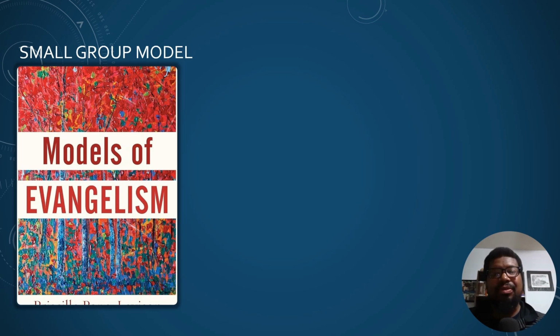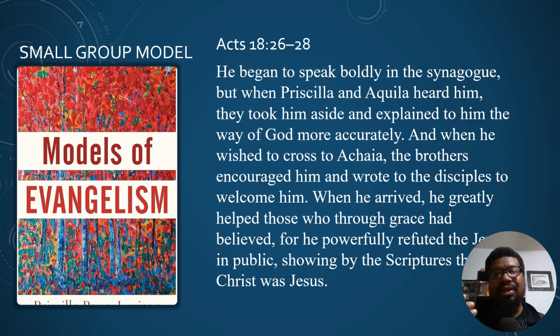Okay, so then Pope Livingston wants to narrow in on Acts chapter 18, verses 26-28, when Priscilla and Aquila are engaging with Apollos. And so this is the story here. So he began, Apollos being the one who began, to speak boldly in the synagogue. But when Priscilla and Aquila heard him, they took him aside and explained to him the way of God more accurately. And when he wished to cross to Achaia, the brothers encouraged him and wrote to the disciples to welcome him. When he arrived, he greatly helped those who through grace had believed, for he powerfully refuted the Jews in public, showing by the scriptures that the Christ was Jesus.